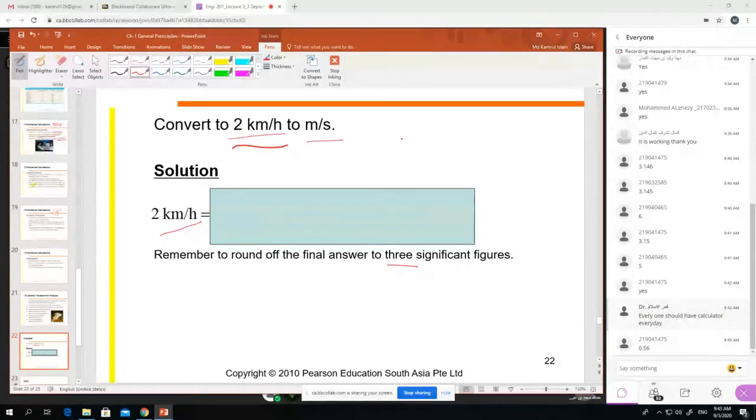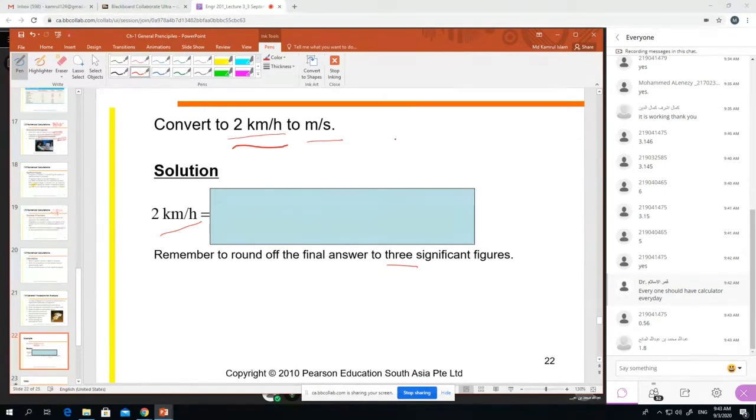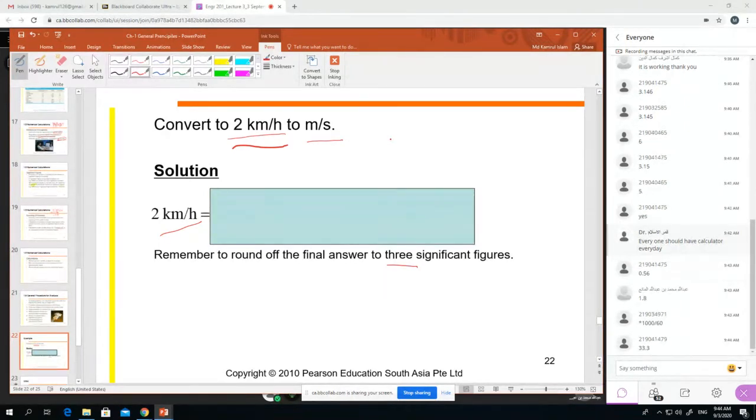0.56, 0.56, 1.8. Okay, keep doing the answer at least three times. 33.3. Okay, it should be the same answer. Keep doing it until I get the same answer.